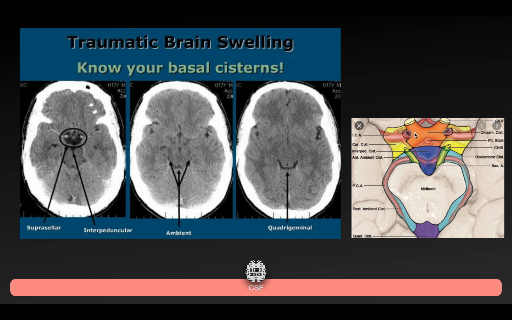Okay, so here's our internal carotid and our middle cerebral artery coming off here. Here's posterior communicating artery.